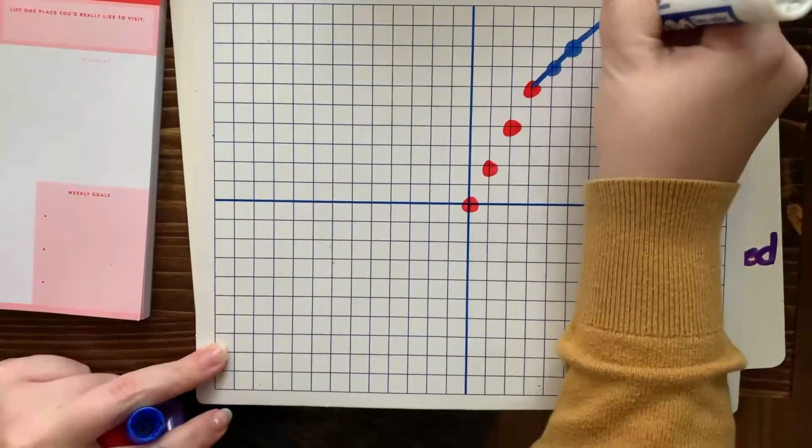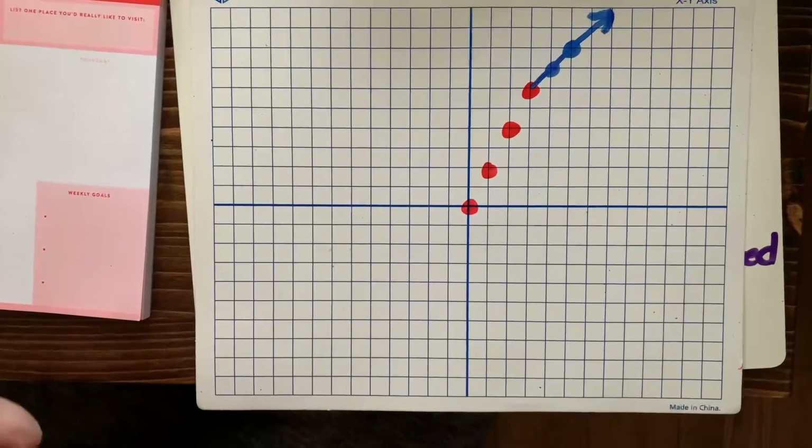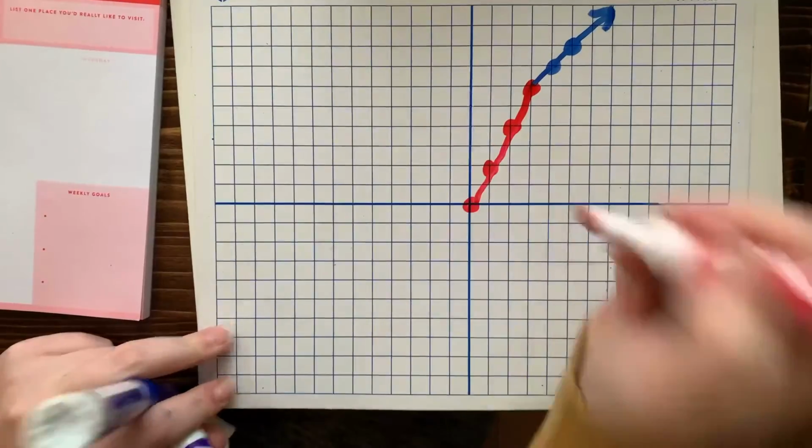Now I can connect here. That's going to go on forever. I connect my red ones, and I have my completed graph.